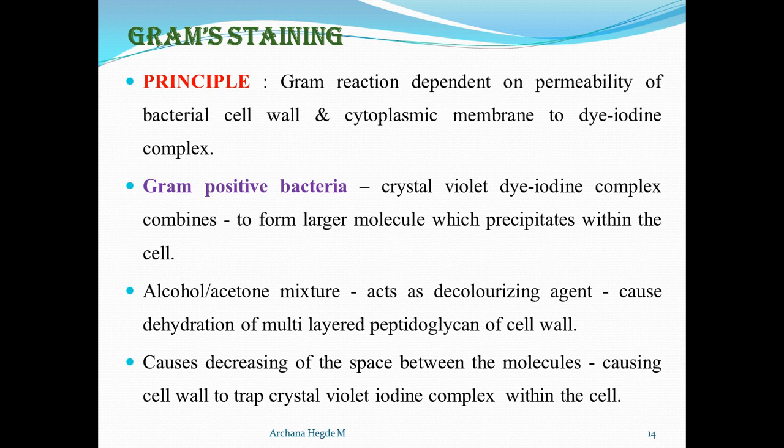In gram-positive bacteria, the crystal violet dye and iodine combine to form a larger molecule which precipitates within the cell. But this doesn't happen in gram-negative. The alcohol or acetone mixture acts as a decolorizing agent, causing dehydration of the multi-layered peptidoglycan of the cell wall and a decrease in the space between the molecules, causing the cell wall to trap the crystal violet iodine complex within the cell.